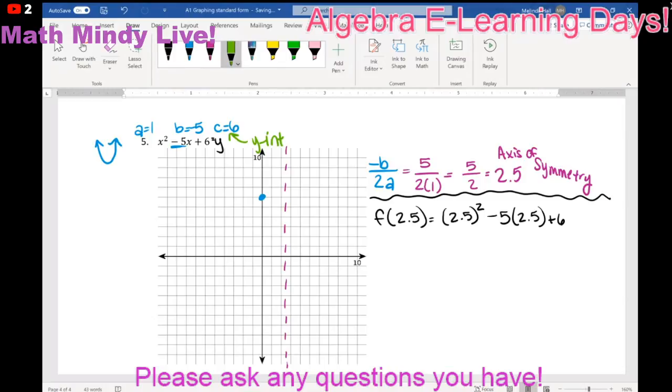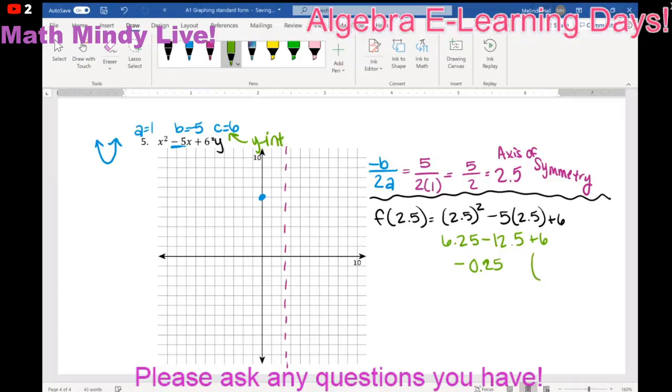So then 2.5 squared is 6.25. And then negative 5 times 2.5 is 12.5. So then 6.25 minus 12.5 plus 6 would give us, which this one does not work out nicely at all, but it is negative 0.25, which is a negative 1/4.